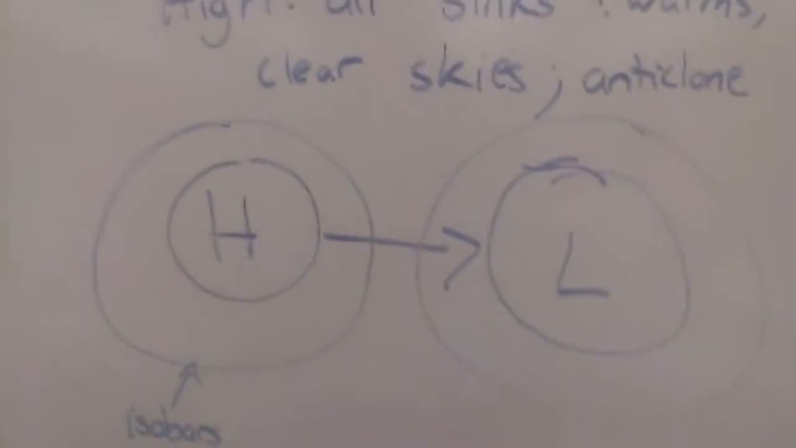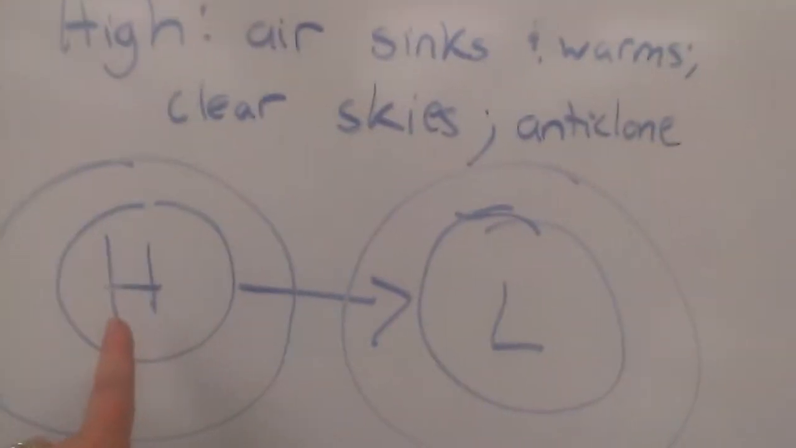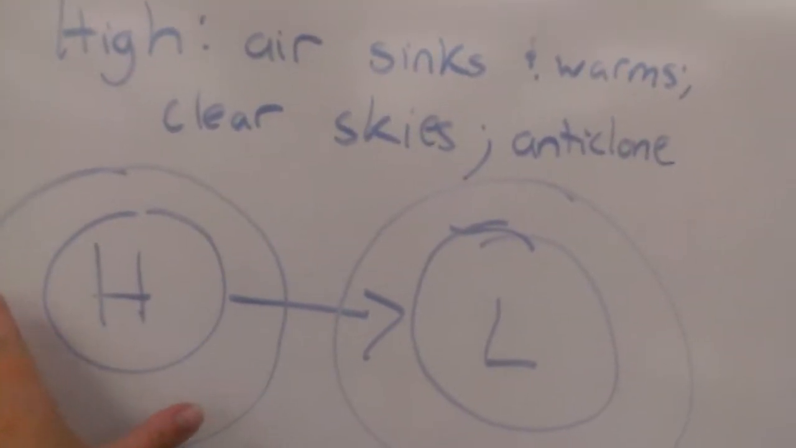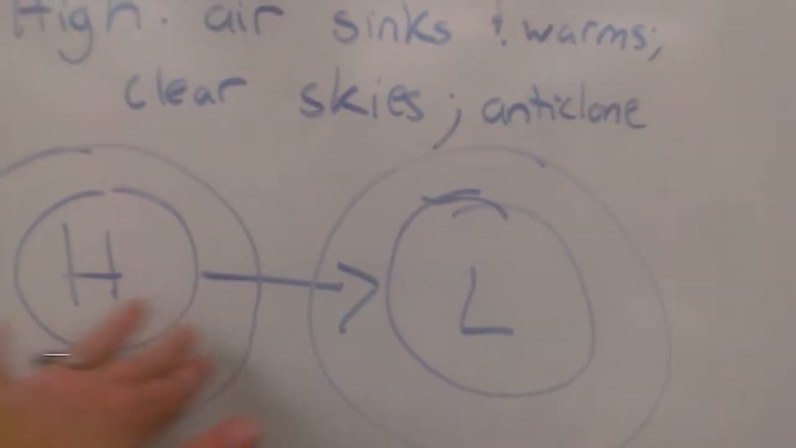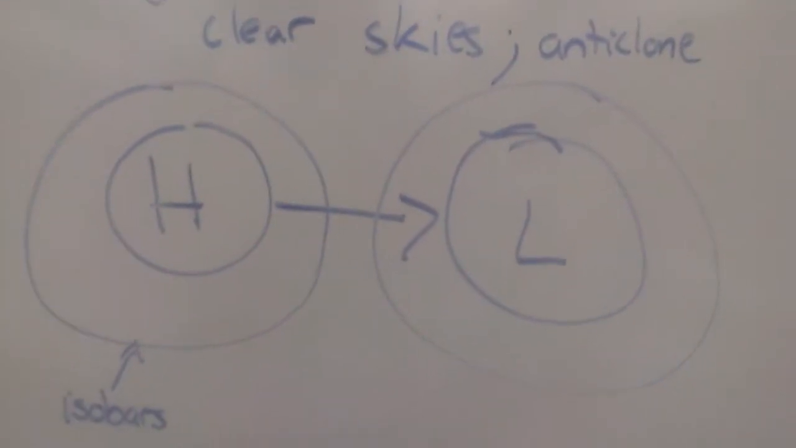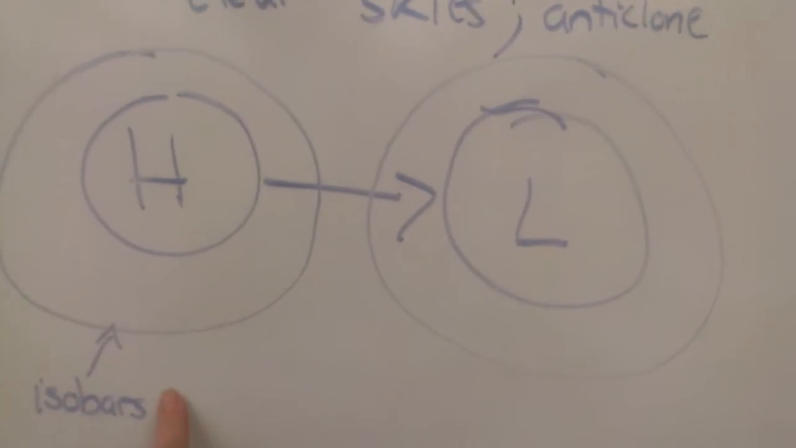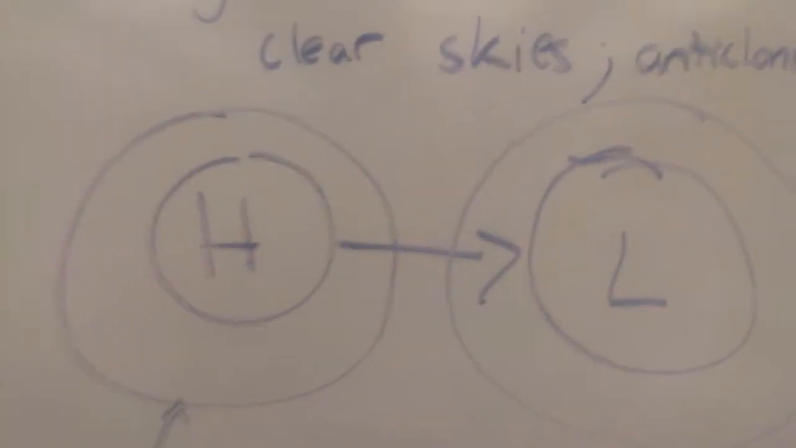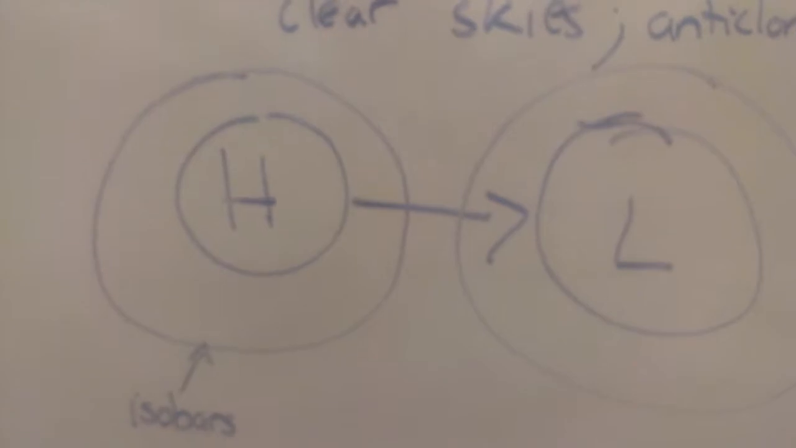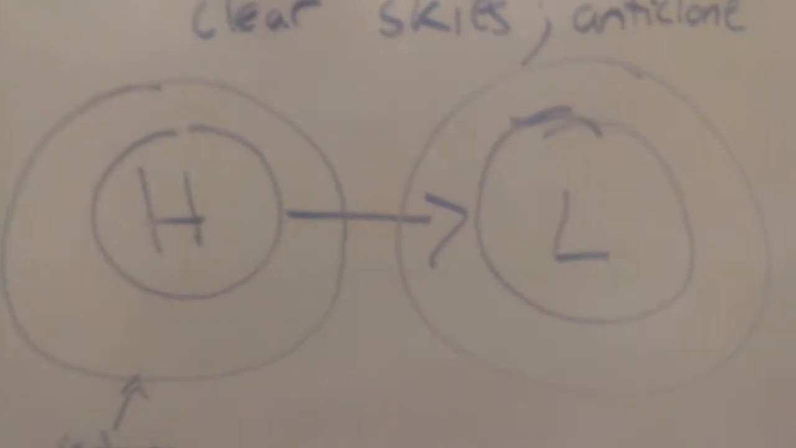Now, pressure moves from high pressure to low pressure. So if you have two pressure systems near each other, the pressure from the high pressure system will move towards the low pressure to try to equal out. Those lines around a high pressure system are known as isobars. They connect points of equal pressure. So just remember, isobars are like pressure, like a barometer measures pressure.